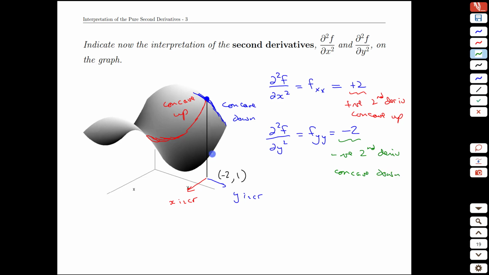The only new part is that it's direction-based. We can have concave up shapes in one direction and then concave down shapes in another. That's entirely reasonable when we're talking about surfaces. Now, of course, this leaves one question hanging, which is, what about that mixed partial derivative? What does that represent? Because there's no analogy for that when we only had one variable. That's what we're going to explore next.